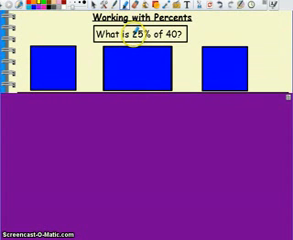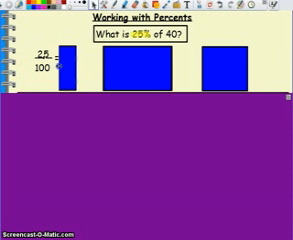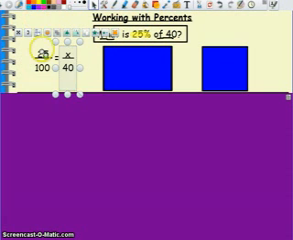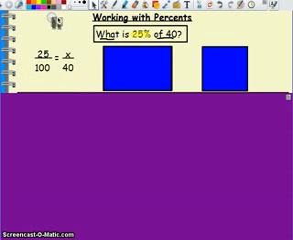Well, we know that 25% is the same as 25 out of 100. And we are looking at what out of 40 would be the same as that. So our proportion would be 25 hundredths is equal to x out of 40. In order to solve this problem, we are going to cross multiply.